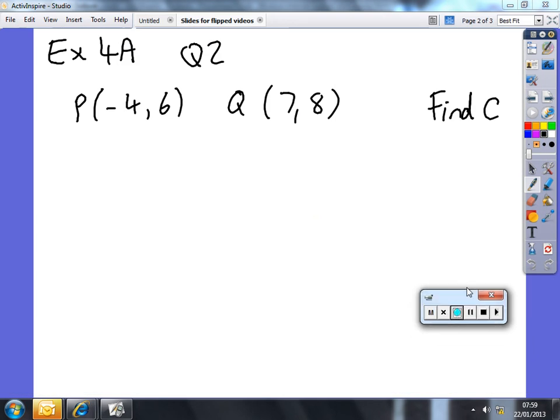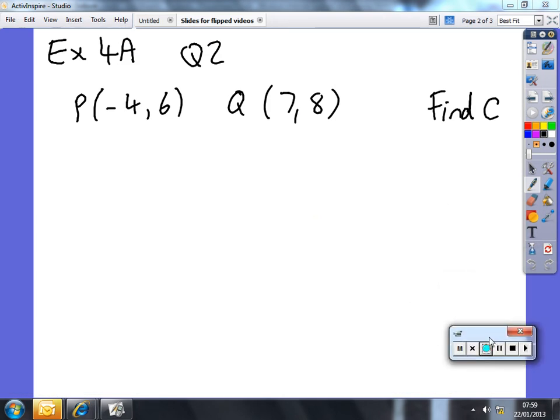In Core 1, you met a method for finding the midpoint of 2 points. Quite a lot of the time you can do this just by looking at the points and it's obvious what's in the middle, but the formula has the advantage that it always works even when the numbers are awkward.